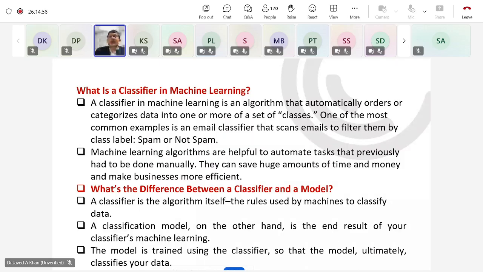Now, what is the difference between a classifier and a model? A classifier is the algorithm itself, which is defined by the rules used by the machine to classify the data. A classification model, on the other hand, is the end result of your classifier. The result of the classifier is known as the model. Here you can say the model is trained using the classifier, so that the model can ultimately filter your data. Next one, please.